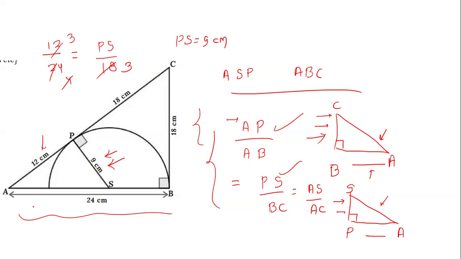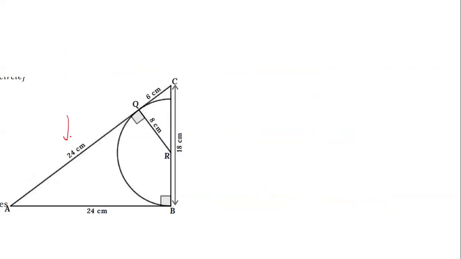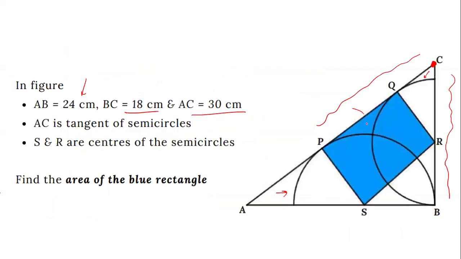Now from here we get the value of this 9 centimeter. So this value, PS value, we get 9 centimeters. So you take note of this. Now let's see this figure. In this figure, I only considered this semicircle, and I removed this.